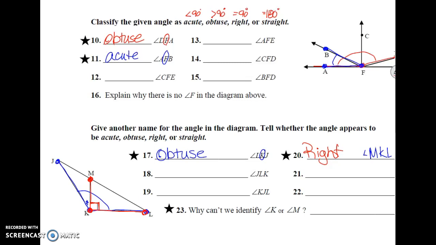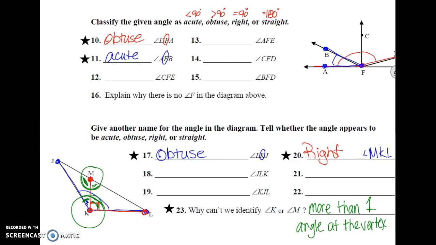And then we'll go down and think about question number 23. It says, why can't we identify angle K or angle M? Angle K is right here, angle M is right here. When we talk about the single letter, it's difficult to know, do you mean the left side or the right side or all of it? Same at angle K, we have the left side, the right side, and all of it. Too many things there. So I think that's just simply what we can state, that there is more than one angle at the vertex. The safest way to name an angle is always with 3 letters. If you're ever not sure, always use 3 letters to name an angle.